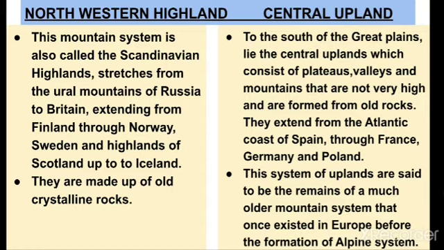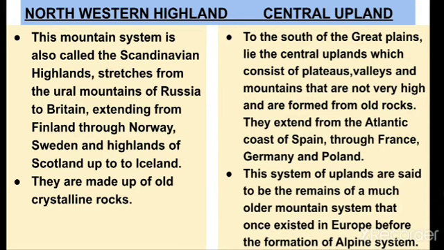Next, in the central upland, you will write, to the south of the Great Plains lie the central uplands, which consist of plateaus, valleys and mountains that are not very high and are formed from old rocks. They extend from the Atlantic coast of Spain through France, Germany and Poland.